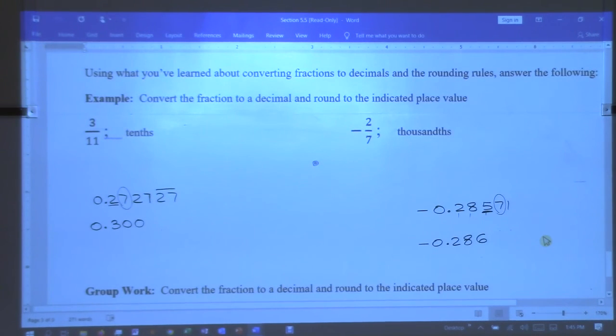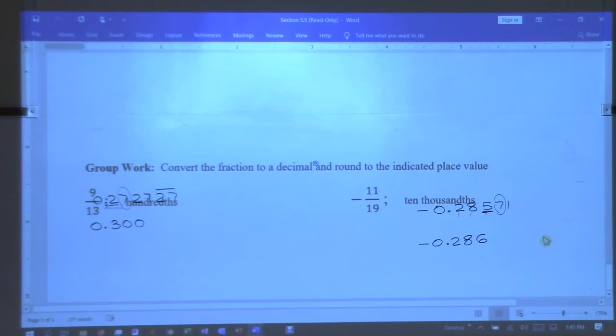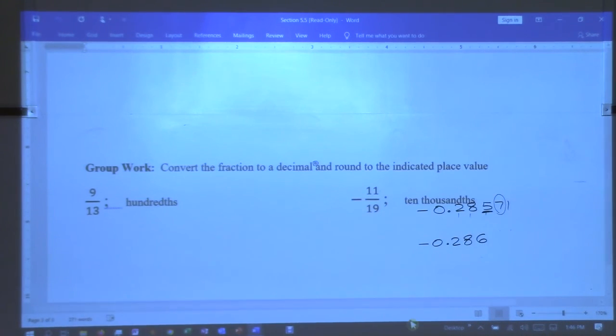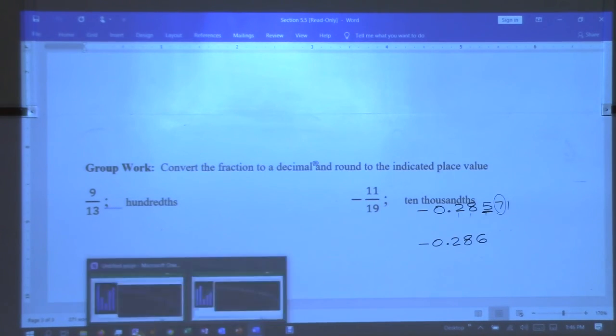Okay. So that's the end of the section. I have one more thing for you, and we will call it a day. I think that's pretty early, right? We're 45 minutes ahead right now.